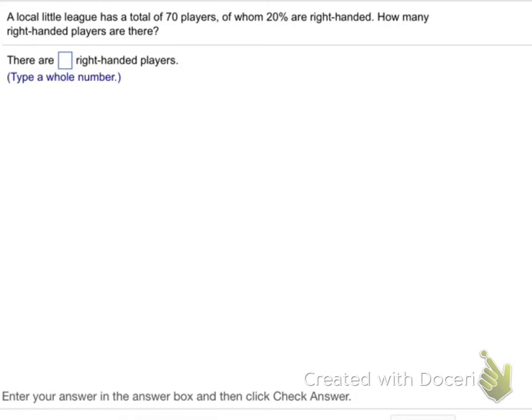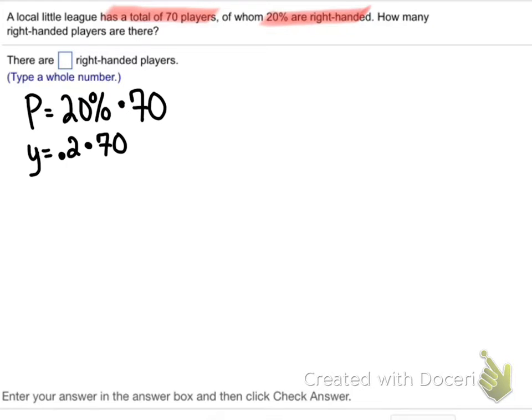So, local Little League has a total of 70 players, 20% of whom are right-handed. How many right-handed players are there? So we've got to think about, what do we know here? Well, we know the percent and the total. We're trying to find the part, the number of right-handed players. So P equals 20% times 70. I'm going to rewrite this as Y, replacing that P with a Y. 20% is 0.2, and then of 70 means times 70. So Y is equal to 14.